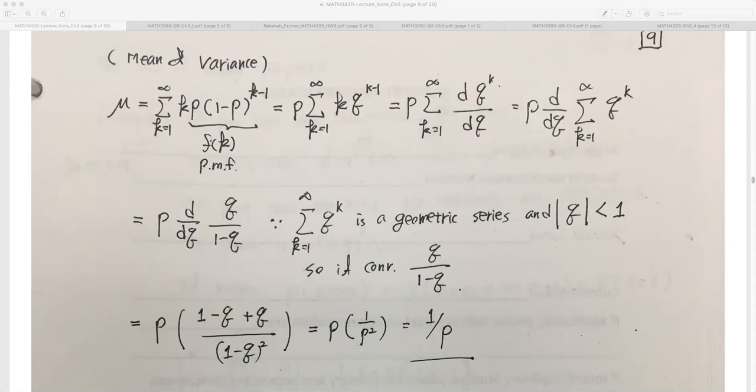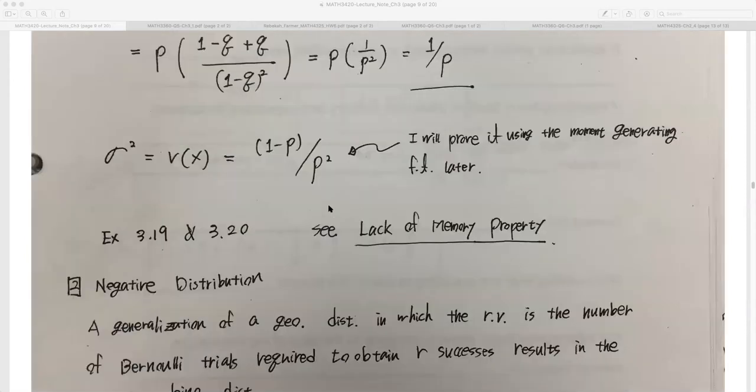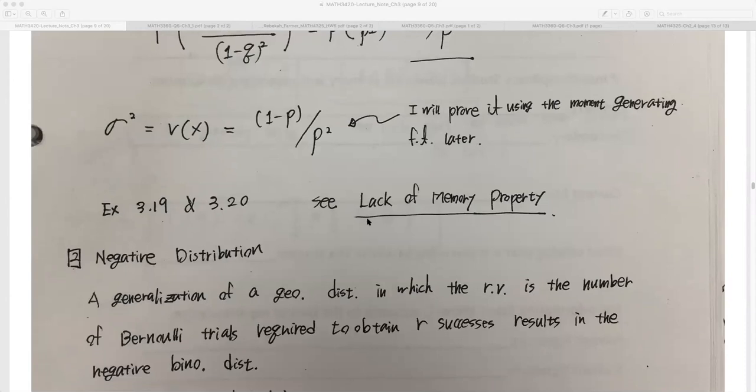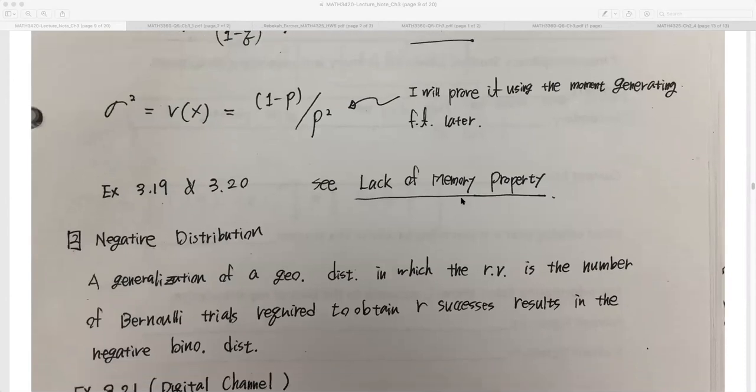Now next, what about the variance? The variance is going to be 1 minus p over p squared. I'm not going to prove this one right now, because once we study moment generating functions, then I'll prove this. Now see the lack of memory property. Please read the paragraph in the textbook on the lack of memory property, at the bottom of the page beneath equations 3.19 and 3.20.